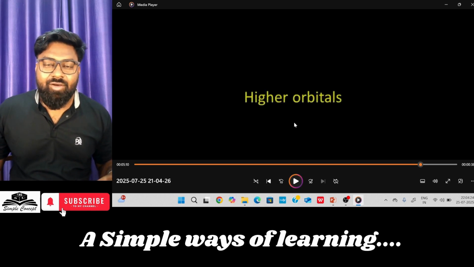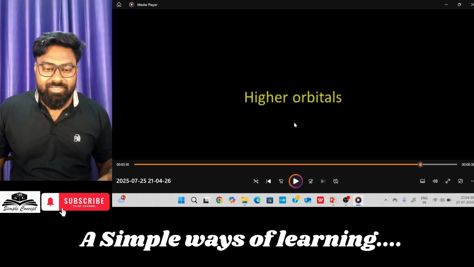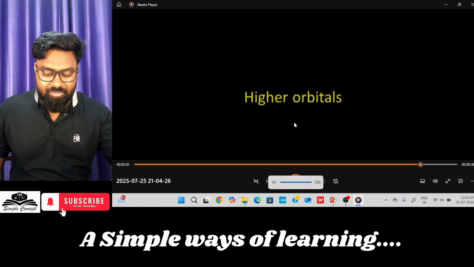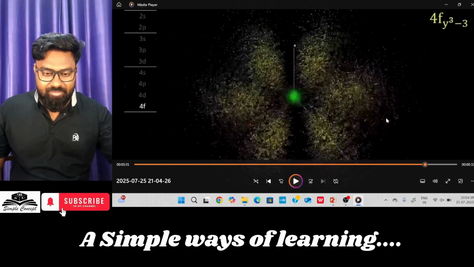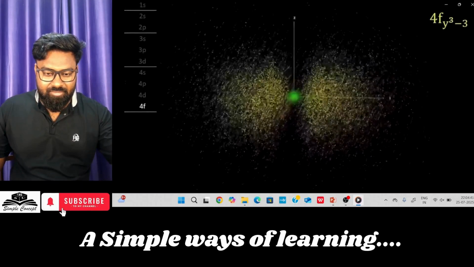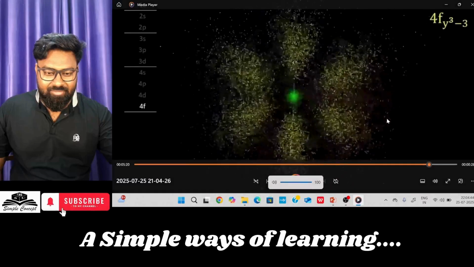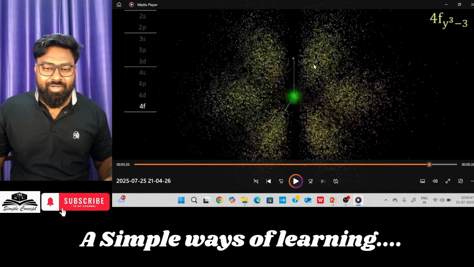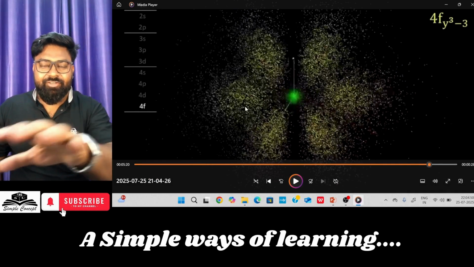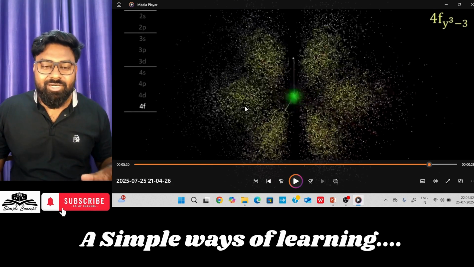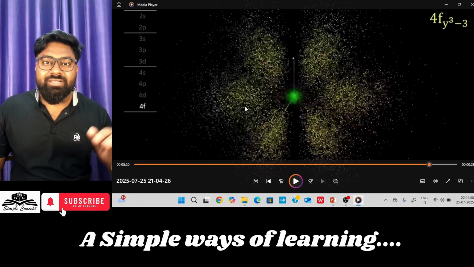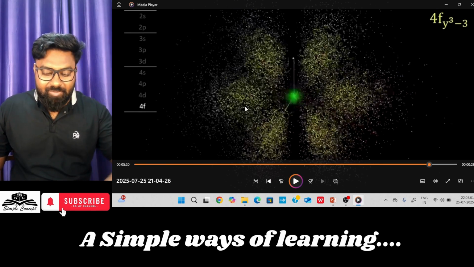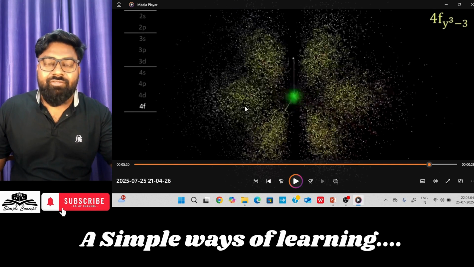Now see the higher orbitals. How do higher orbitals like f orbitals look in a real way? See here, one, two, three, four, five, six different lobes there. So it is very difficult to identify the f orbital. That's why I'm saying that it is not as easy as the d orbital, p orbital and s orbital. Let's see the video of how the f orbitals actually look.